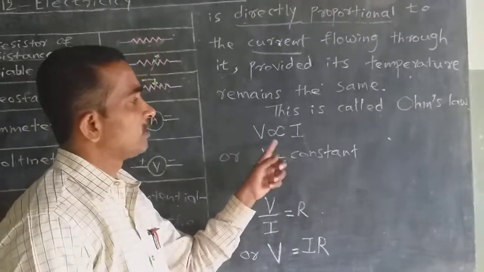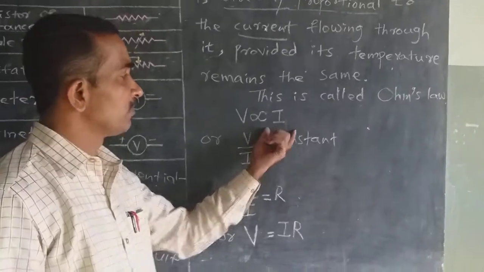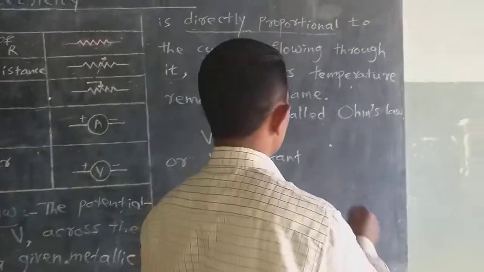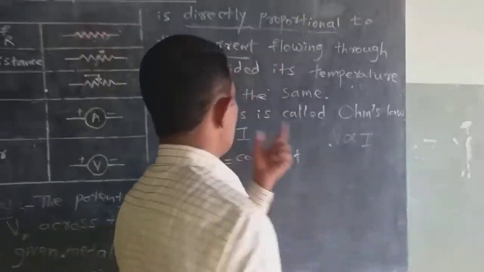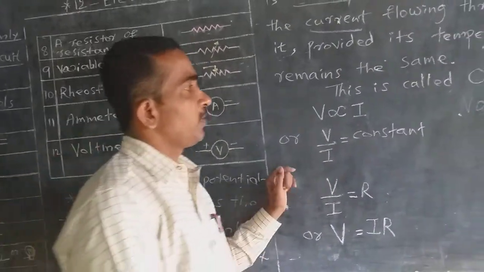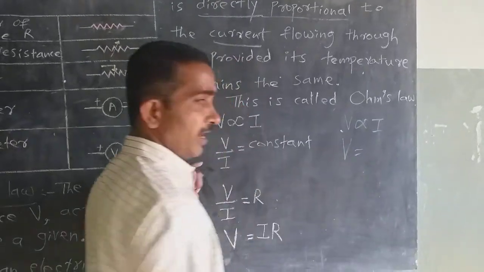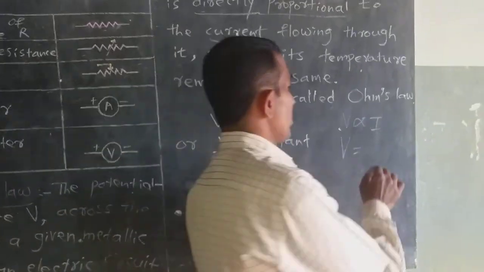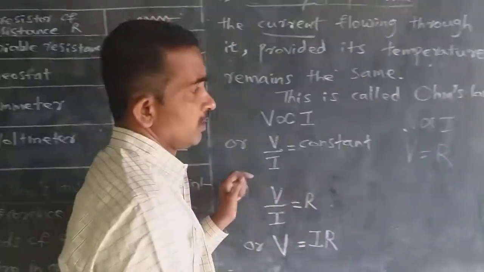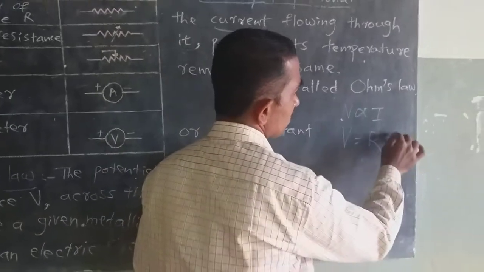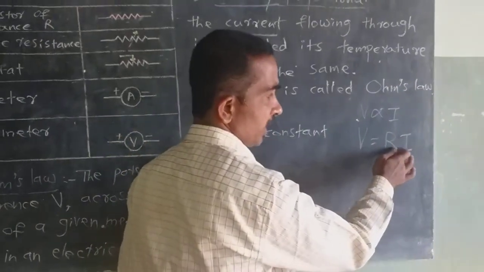It means V is directly proportional to I, potential difference V directly proportional to current I. We can write it as V proportional to I. If you want to remove this proportionality sign, at that time the equal sign can be written, but one more constant should be used. The constant used here is capital R. V equals R, I write as it is. This becomes now V equals RI.